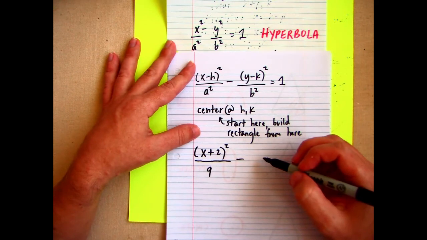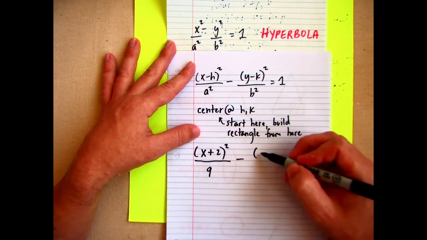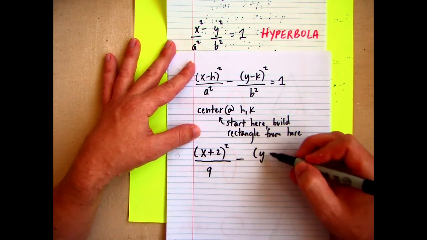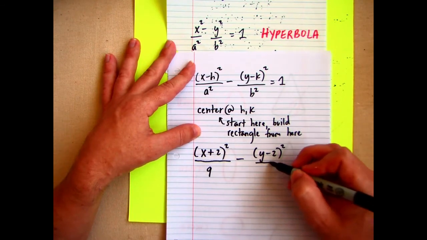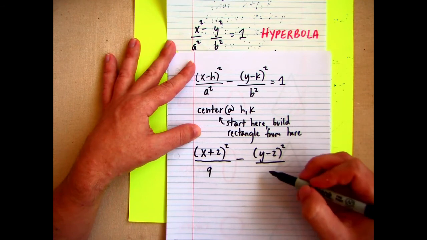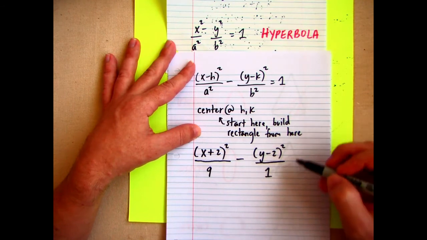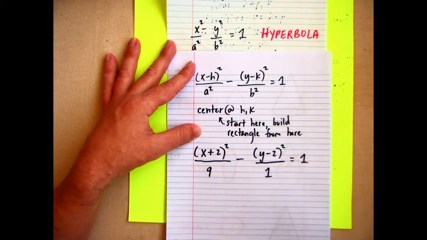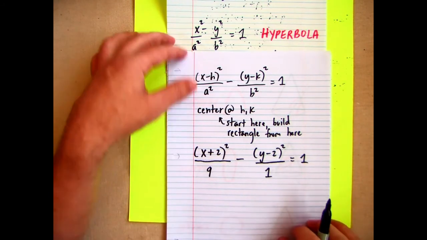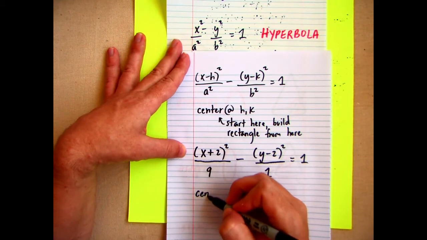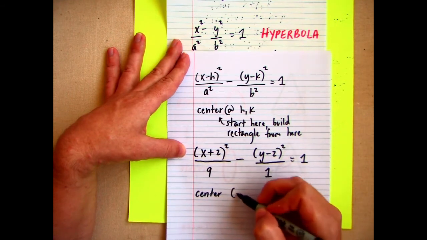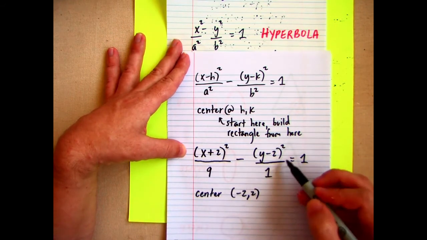So for my example, we'll do x plus 2 squared over 9 minus y minus 2 squared over 1 equals 1. So my center is at negative 2, 2.